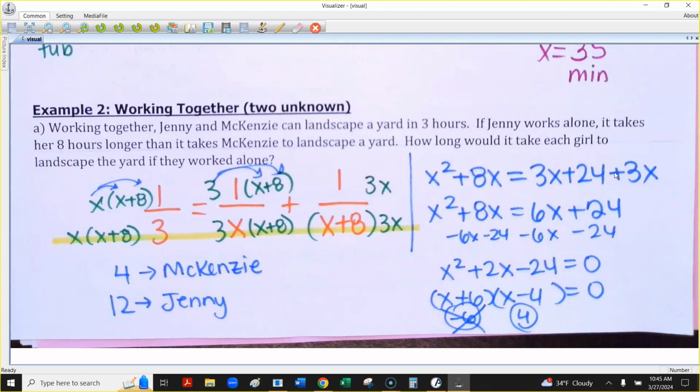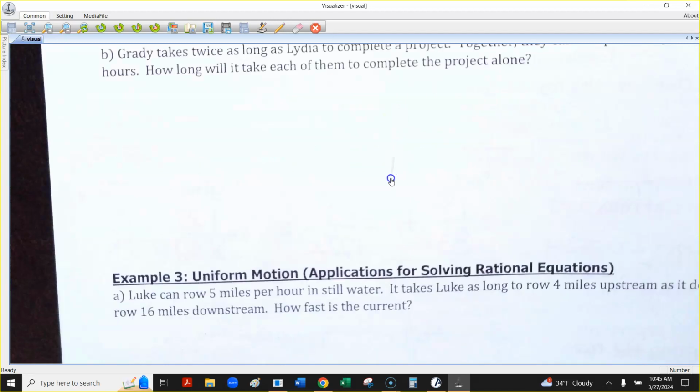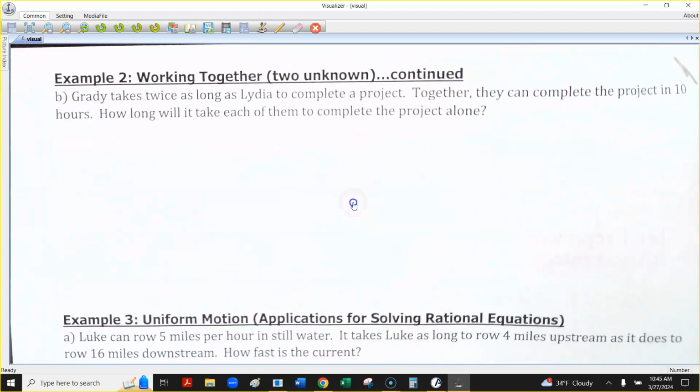Does anybody have a question? Okay. Here's what we're gonna do. I'm gonna do one more, and then we'll save the other 2 for finish up tomorrow.